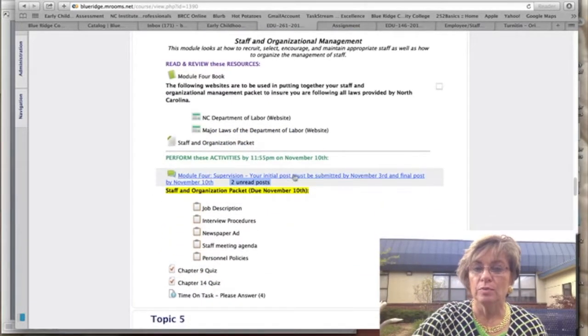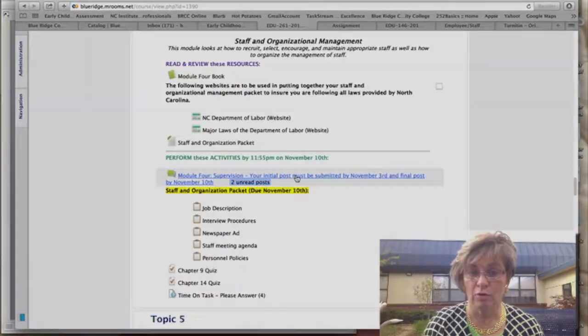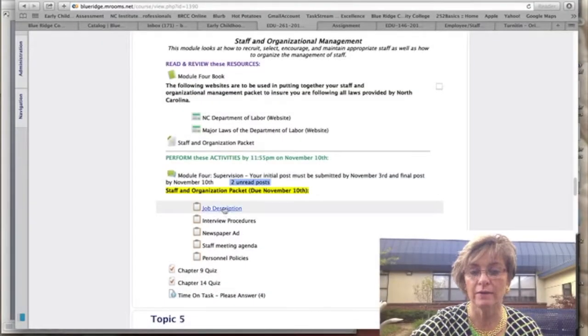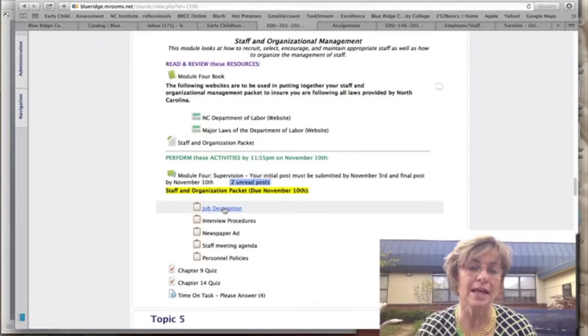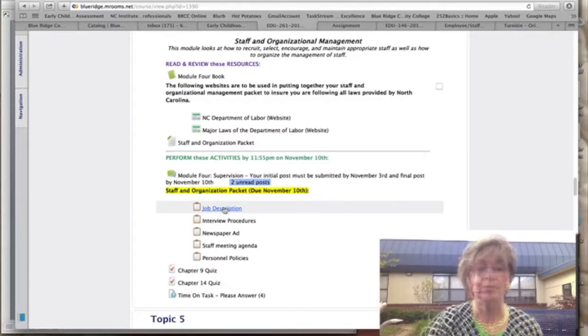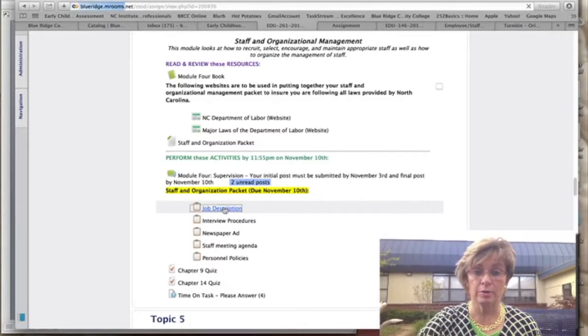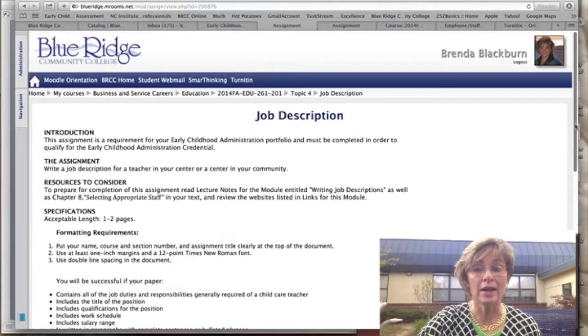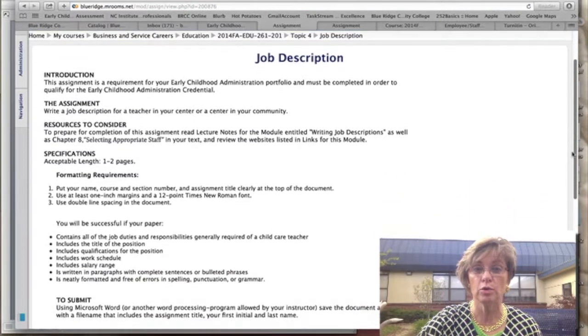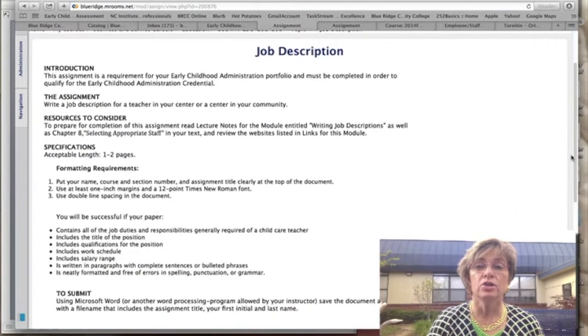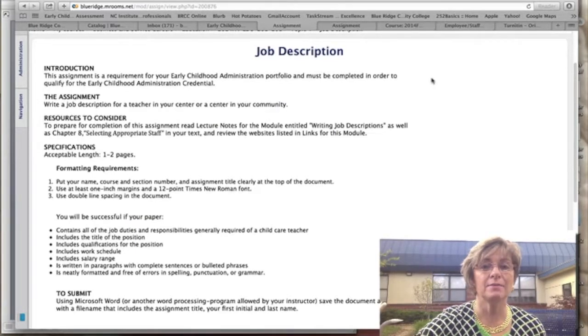Module 4 supervision is the discussion forum. Please, let's look at each one of these assignments that are in your staff and organization packet. First of all, the job description. I know many of you already have a job description for particular jobs at your location. So let's look at this assignment.